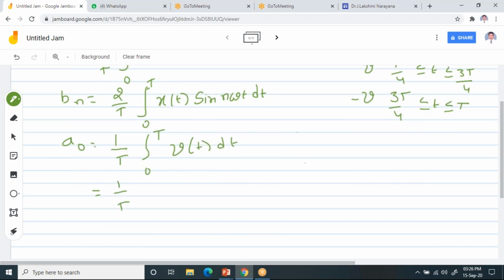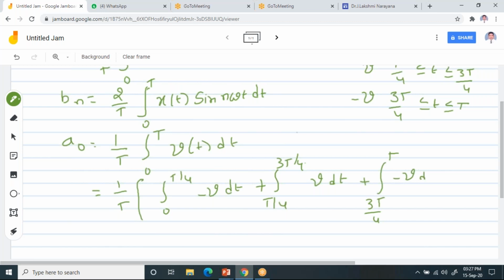V of t is nothing but from 0 to T by 4, it is minus V dt, and from T by 4 to 3T by 4, it is V dt, and from 3T by 4 to T, again it is minus V dt. Now, if you do this integration, since you're doing integration with respect to t, you treat this V as constant. I can take V outside.